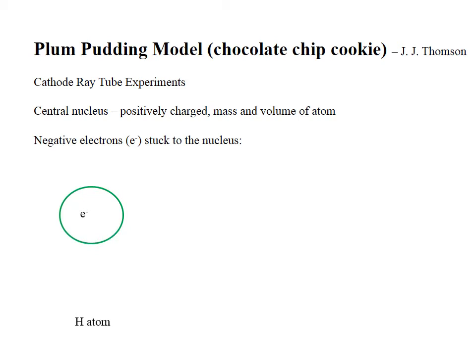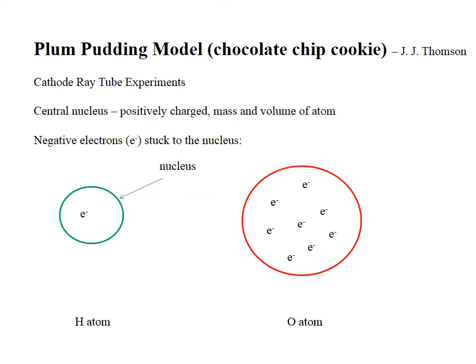So a hydrogen atom therefore is now no longer just a solid green ball, but it's this green nucleus with an electron stuck to it. And then an oxygen atom we'll think of as being again bigger. We're still calling it red, but instead of it being indivisible, it has some electrons stuck to it. I've thrown in 8 for reasons that most of you should know. And again, the nucleus is the whole thing, it's the whole cookie part.